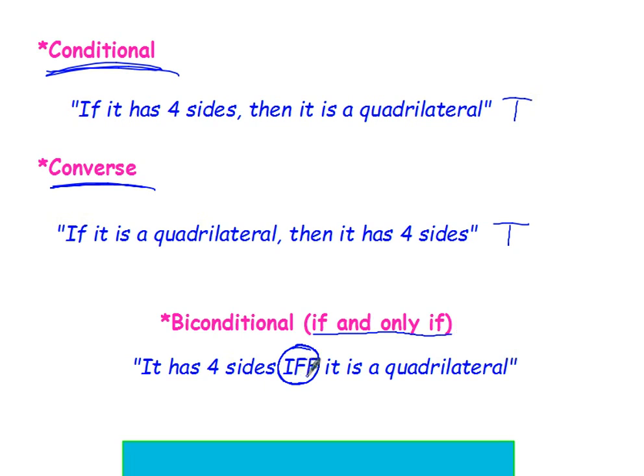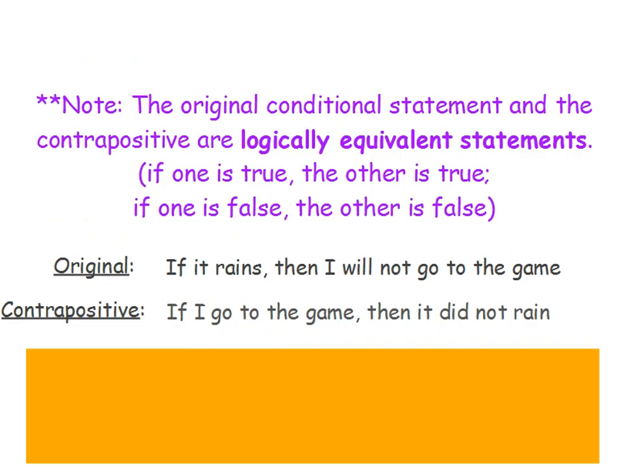Okay, what that means, if you ever see IFF or if and only if, is that this statement works both directions. The original statement's true and the converse is true. Okay, that doesn't happen all the time, but when it does, it's very special. It's called a biconditional. So we could actually make this statement be, it has four sides if and only if it is a quadrilateral. Okay, we'll go ahead and stop it there and we'll cover this in class.